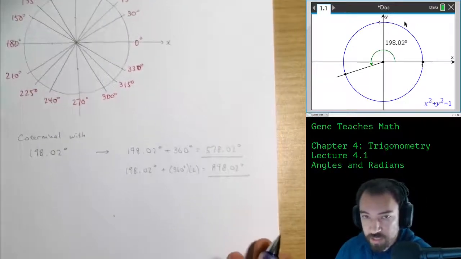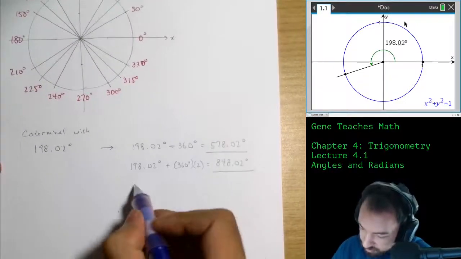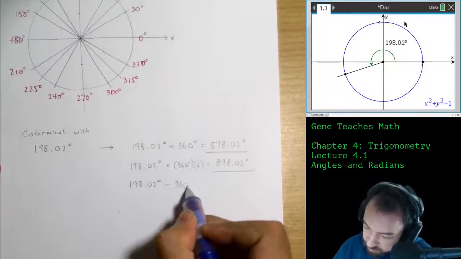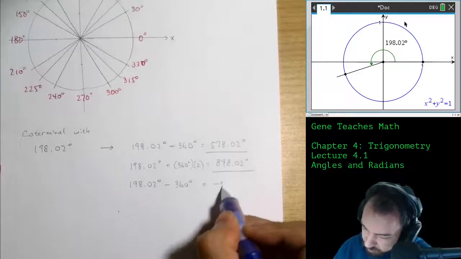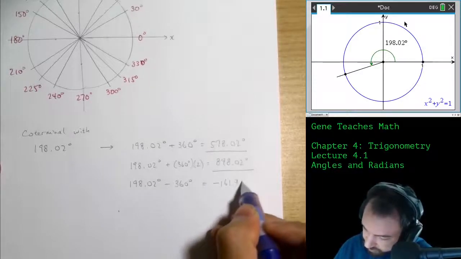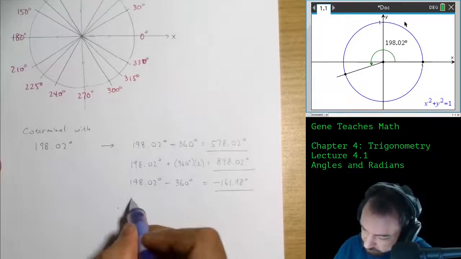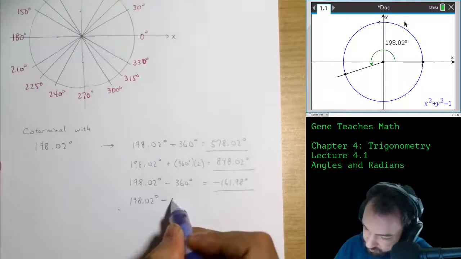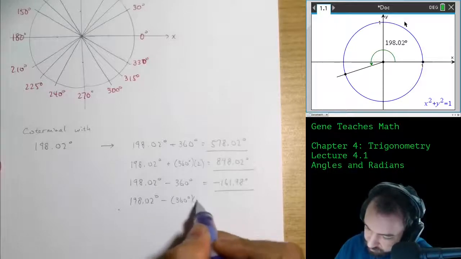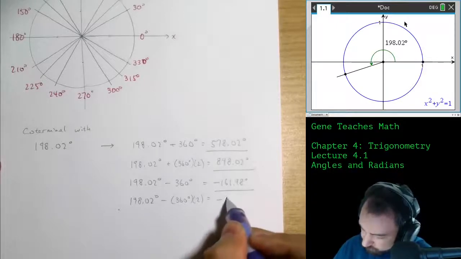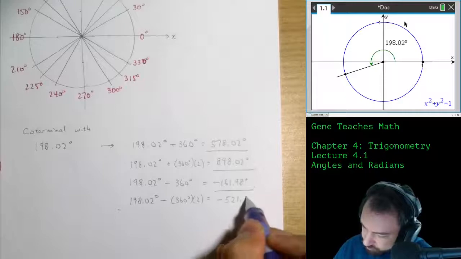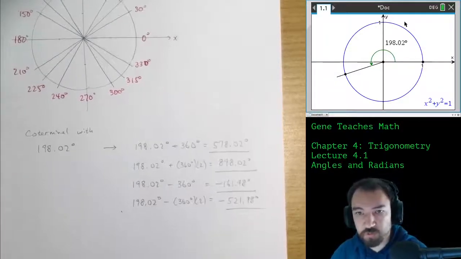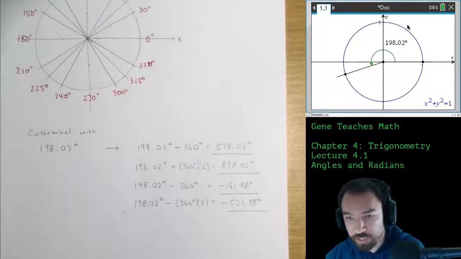Great. Now what if I wanted to go clockwise to get negative values? 198.02 degrees minus 360 degrees should get me negative 161.98 degrees. And then if I wanted to go another 360 degrees clockwise, this should get me negative 521.98 degrees, if I did the math right. So all of these are examples of coterminal angles, and once again, we have infinitely many of them.